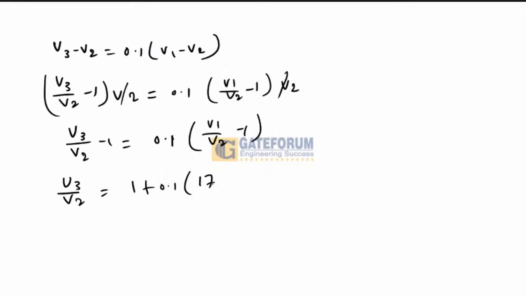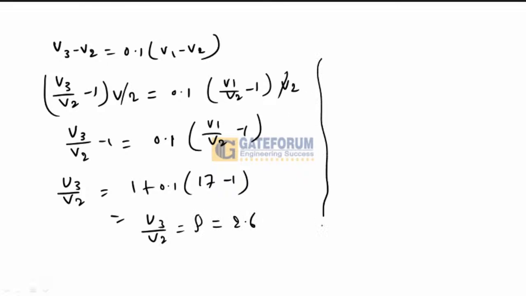So you can write 17 minus 1. If you solve for this one, v3 upon v2 is equal to our rho, and you will get the value of 2.6. Once we get the value of compression, you know what cutoff ratio, what is rho, this is our cutoff ratio. So my dear friends, you can calculate the efficiency of the diesel cycle very easily.